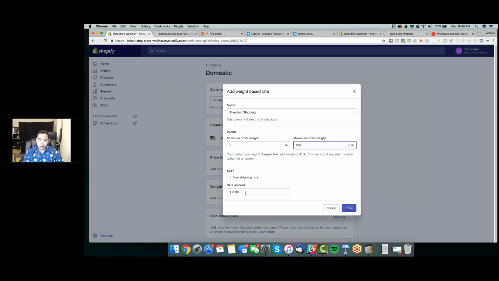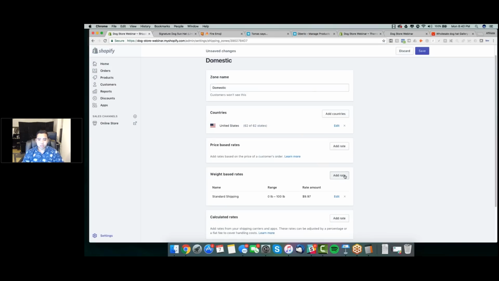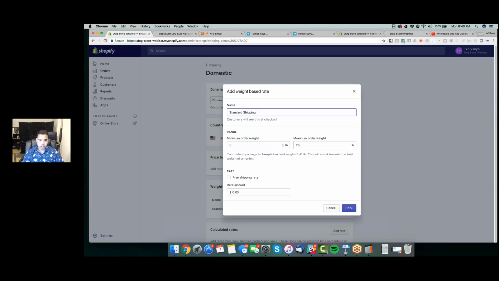So let's do this first. 0 to 100 pounds, I'm gonna say $9.97. I'm gonna limit this to only about three products per customer. Then let's do standard shipping. Let's say 101 pounds to over 200 pounds, I'm gonna charge $19.97. Now I'm gonna say standard shipping again. Anywhere between 201 to 300 pounds, I'm gonna charge $29.97.